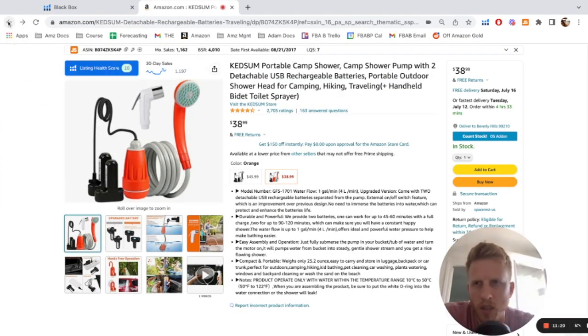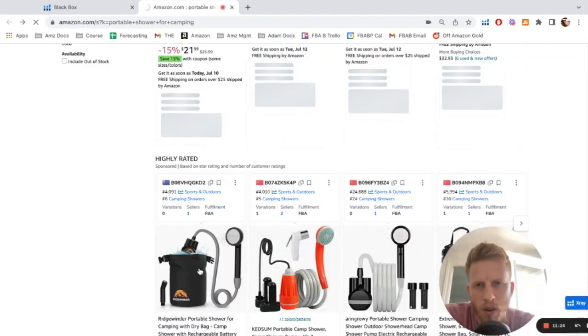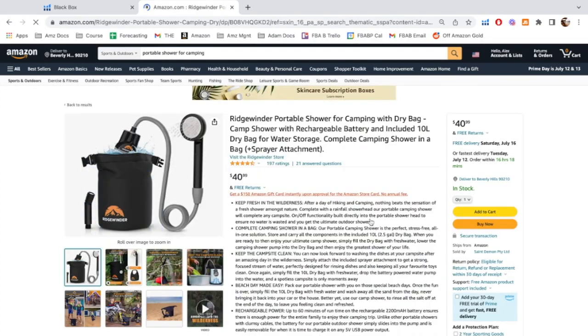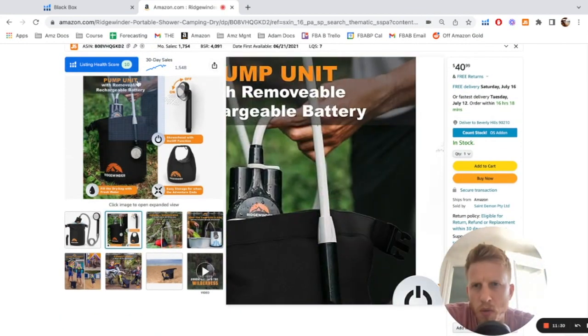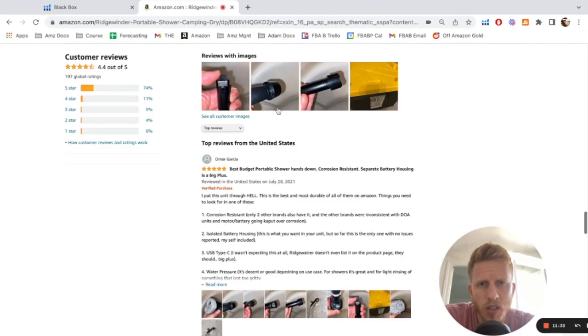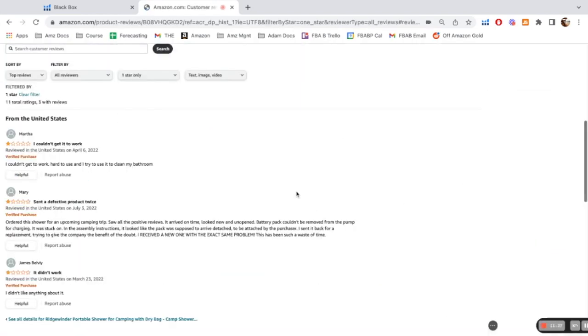I don't think it's electronic. I think it's sort of gravity fed or whatever. And this is an Aussie brand, this Ridgewinder. So let's have a look. Okay, it does have a battery, but let's look at the reviews on this one as well. 4.4, so maybe there is some stuff in here that you can improve.